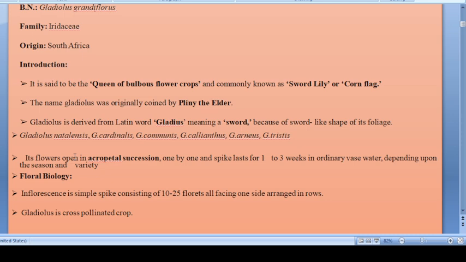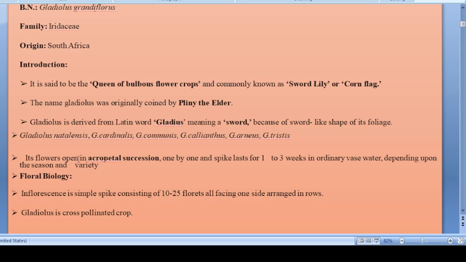Normally there are two things we will see in gladiolus, even after harvest and while flower opening: acropetal succession, that means the flowers will open one after the other. The flower opening will last for up to 3 weeks. So this is also one advantage why it is suitable for long distance transportation.